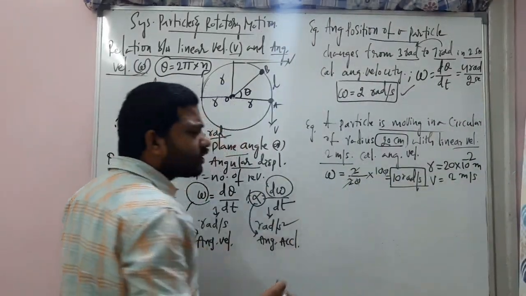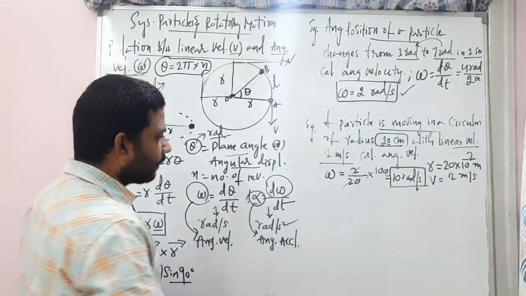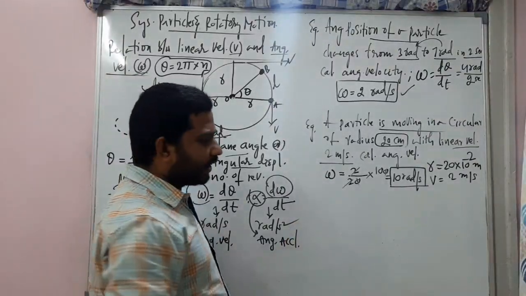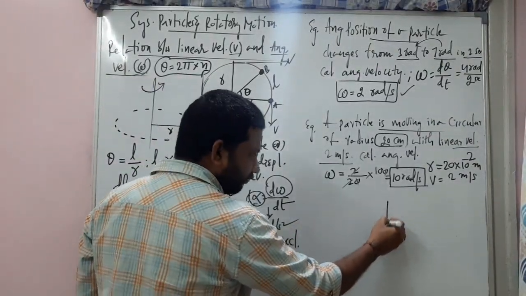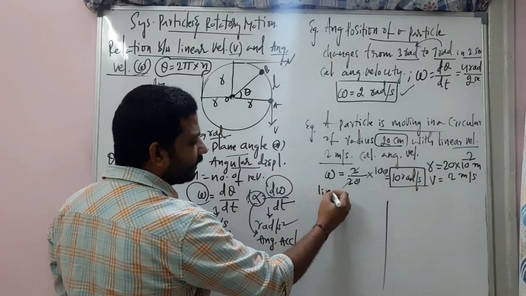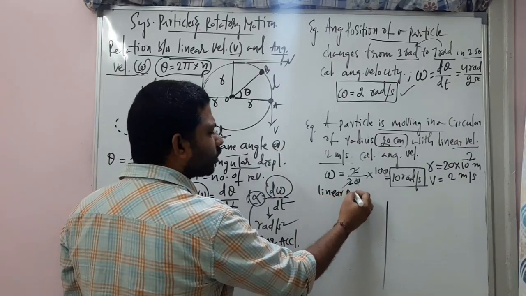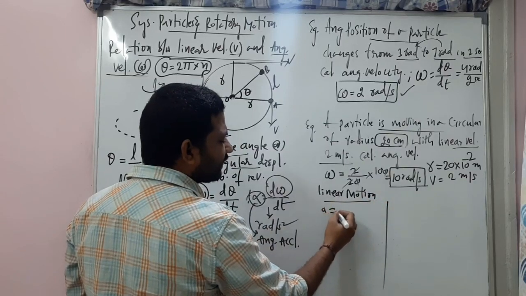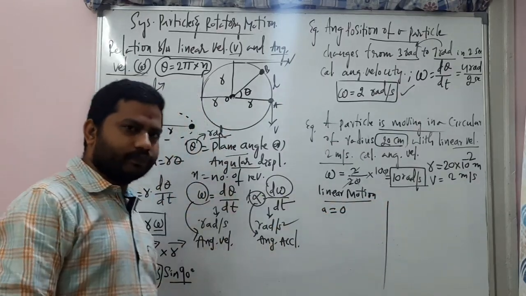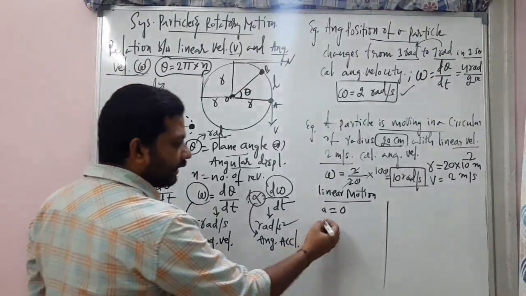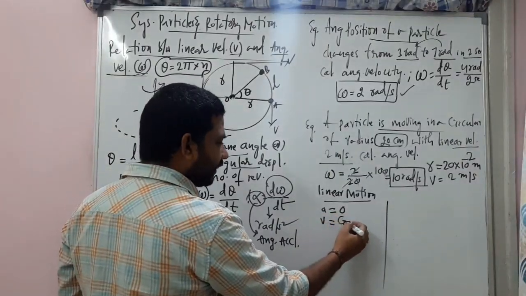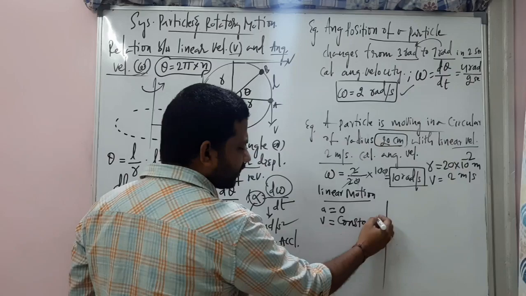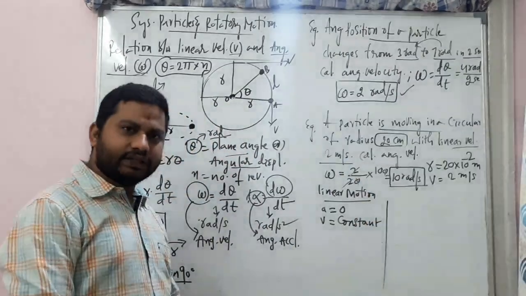Now, my dear students, have a look here. We have the equations of motion in linear motion. Before moving to that, in linear motion, for example, if the acceleration of the body is 0, then the linear velocity is constant. Acceleration 0, linear velocity constant.